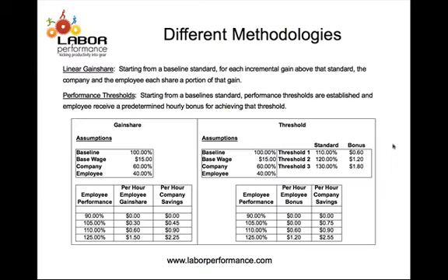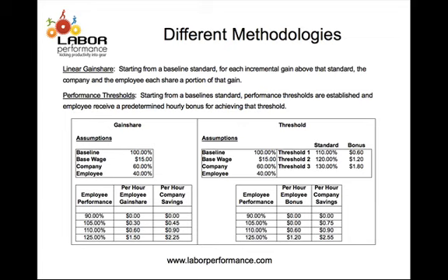So basically, linear gain sharing is you start from a baseline performance standard, and for every increment above that performance standard, a proportion of that goes to the employee and a portion of that goes to the company as far as savings. Under performance thresholds, you start from the same baseline standard, but instead of giving incremental gains to both the company and the employee, you set thresholds where a windfall achievement is then rewarded to the employee.